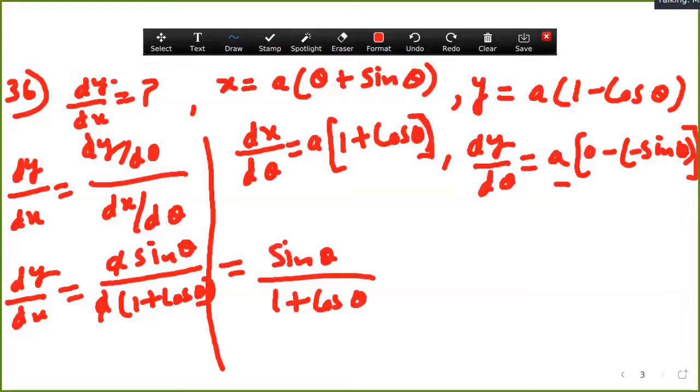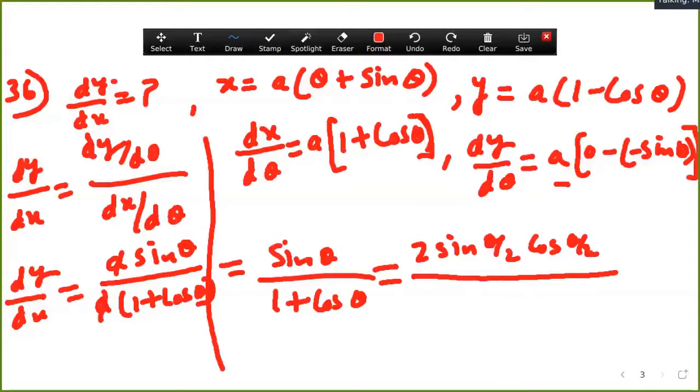Sometimes students leave the question here, but you can simplify it further by using the trigonometric formula. What is the formula of sine theta? That is 2 sine theta by 2 cos theta by 2. I think you have remembered it. 1 plus cos theta, that is 2 cos square theta by 2.